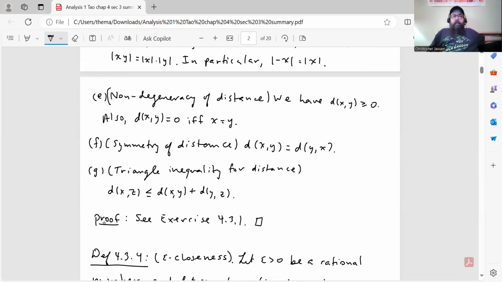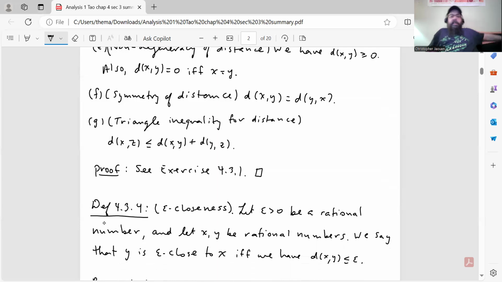All right, and then we have similar properties for distance. First is part E, the non-degeneracy of distance. The distance between any two rational numbers is always non-negative, and the distance between any two rational numbers is 0 if and only if x is equal to y. All right, part F, the distance function is symmetric, so the distance between x and y is the same as the distance between y and x. And then also we have a triangle inequality for the distance function.